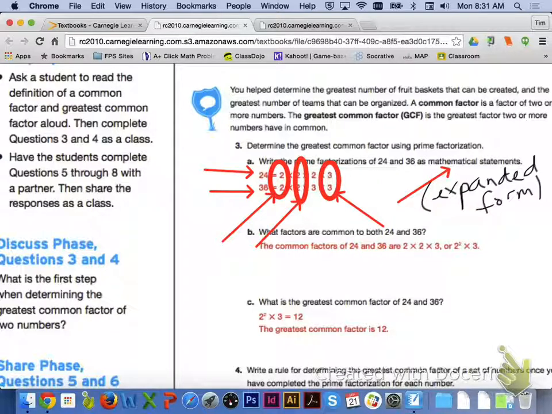So you have to look at both lists and compare them in order to help you determine what the GCF is going to be. If we look at letter C then, 2 squared times 3 is going to give us 12. That is what the GCF of 24 and 36 will be.